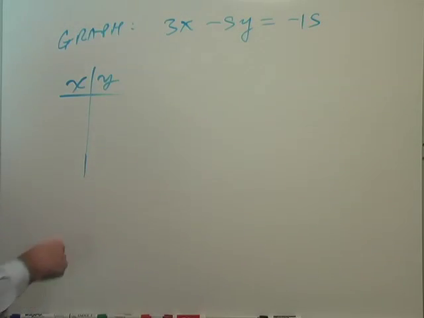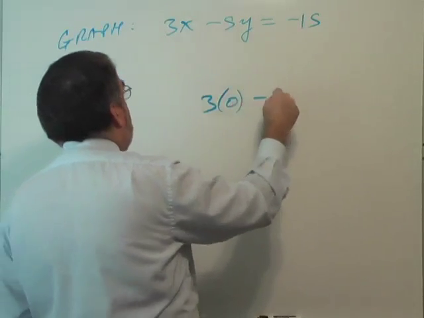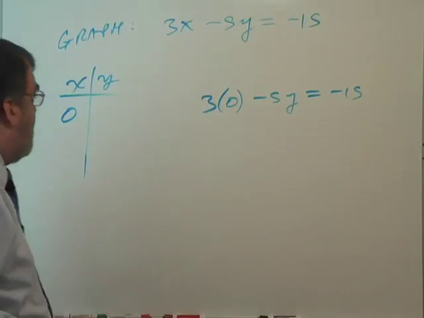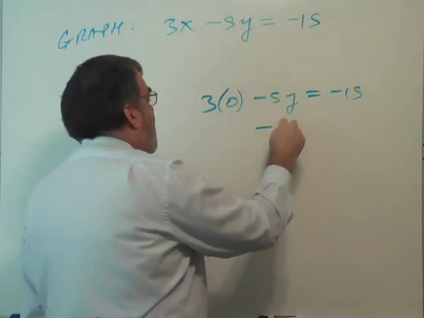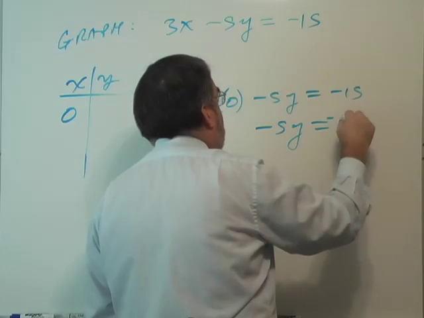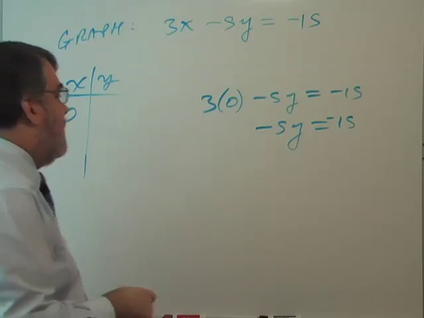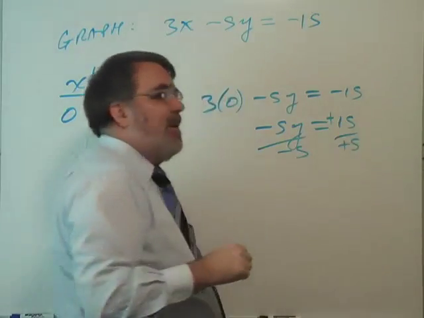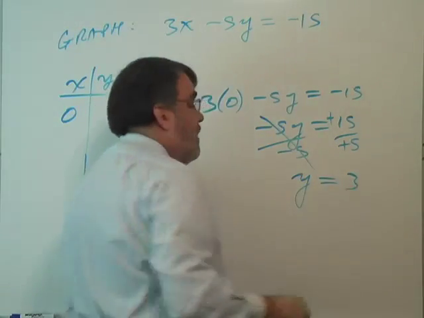So for example, if I let x equal 0, then my equation becomes 3 times 0 minus 5 times y equals negative 15. And this would give me 0 minus 5y equals minus 15. So the 0 is just going to cancel, basically. Divide by negative 5, and the negatives cancel. All that stuff cancels. y equals 3.